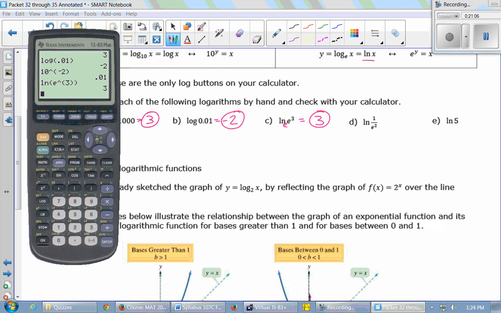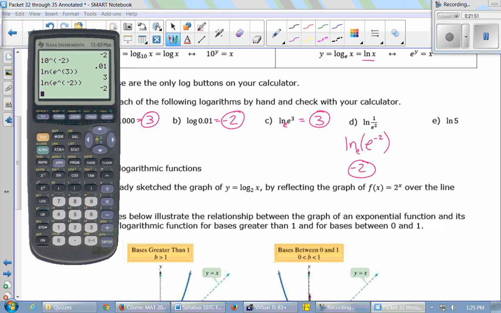All right, how about the ln of 1 over e squared? Close. Negative 2. 1 over e squared is the same thing as e to the negative 2, right? And so there's a little base e here. So I'm asking e to what power gives e to the negative 2? The negative 2 power. And we can check on the calculator, ln of e to the negative 2, negative 2.